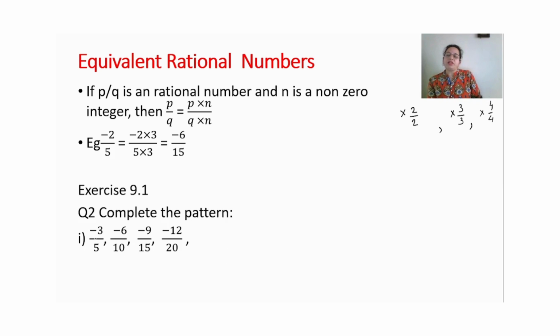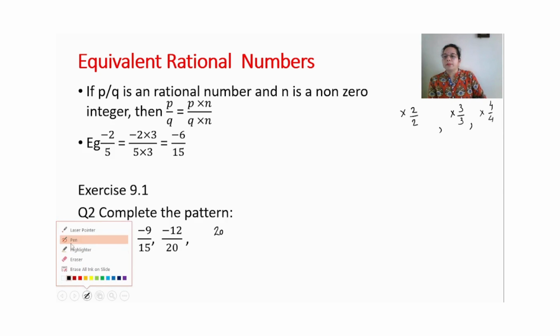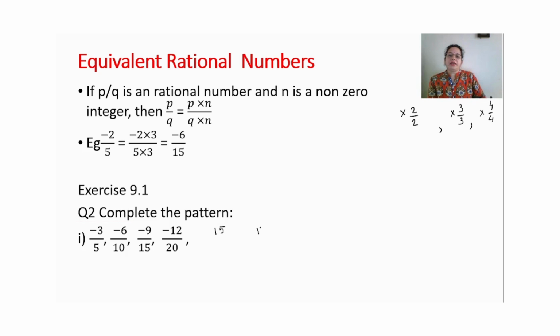Here the question is given, complete the pattern. You can identify the pattern. Here is the table of 3: 3 1s are 3, 3 2s are 6, 3 3s are 9, 3 4s are 12. 3 5s are 15. 3 6s are 18. Similarly, you can continue.